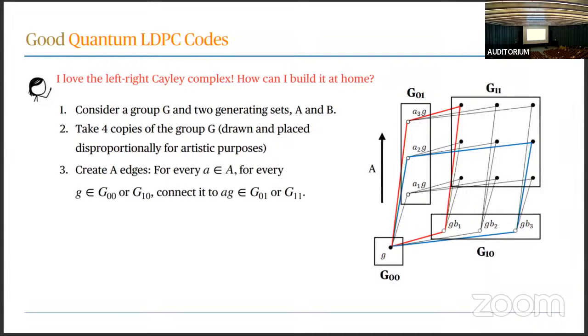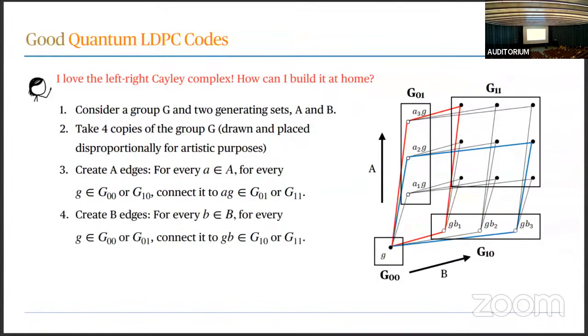The first type of edges are going to be the A edges, and one should think of them as going vertical. And how are they constructed? You take a vertex G here, and you take an element A in the generating set capital A, and then you connect it to AG in this set. Okay, so you are going to create all of these edges between every pair G, AG, between these 2 sets of G and these 2 sets of capital G. So you get all of these A edges going upwards. This is just like how you would construct a Cayley graph. Therefore, the name left-right Cayley complex.